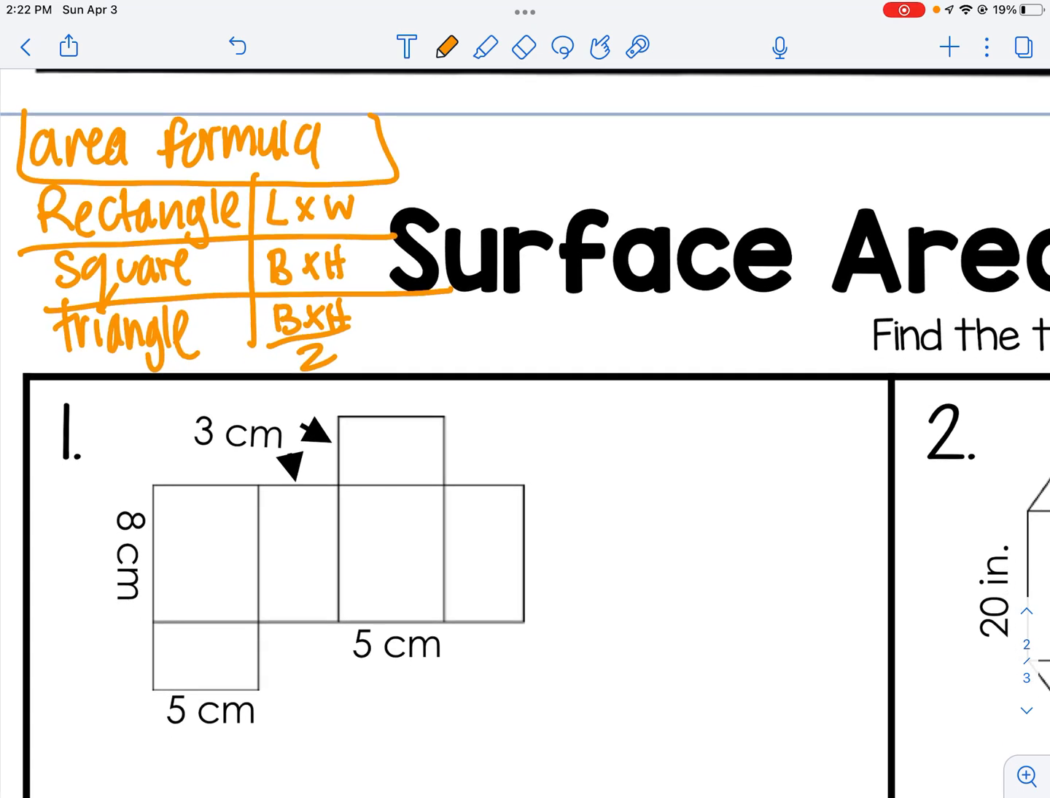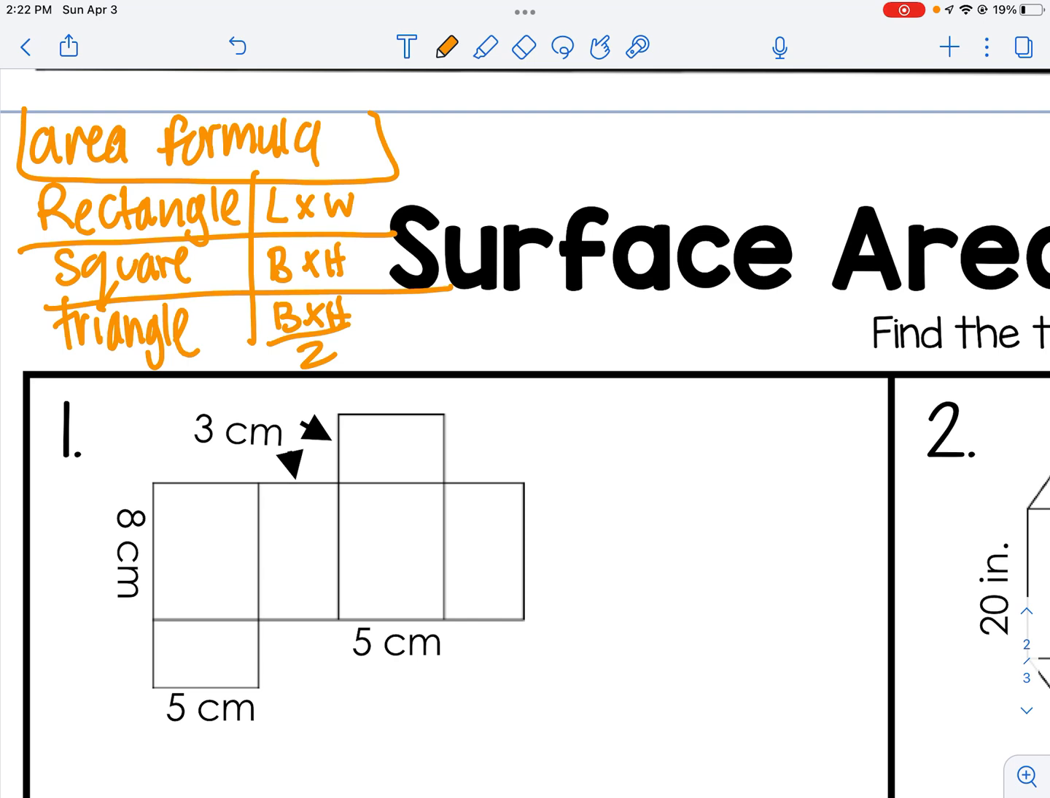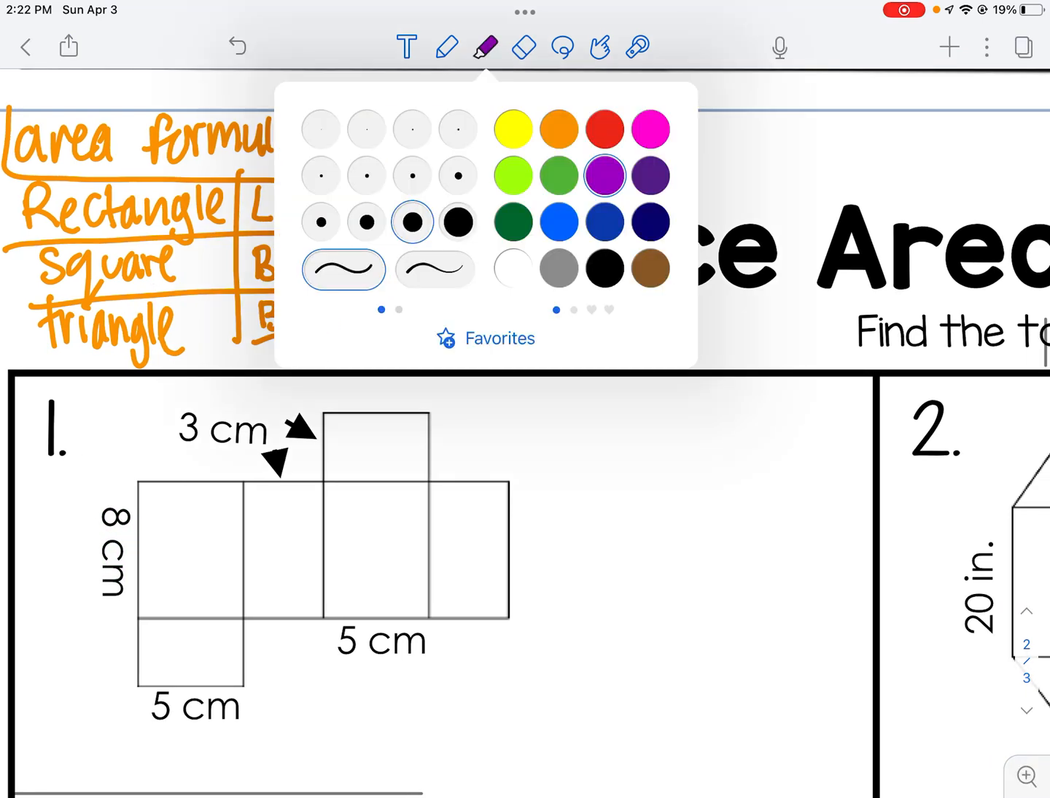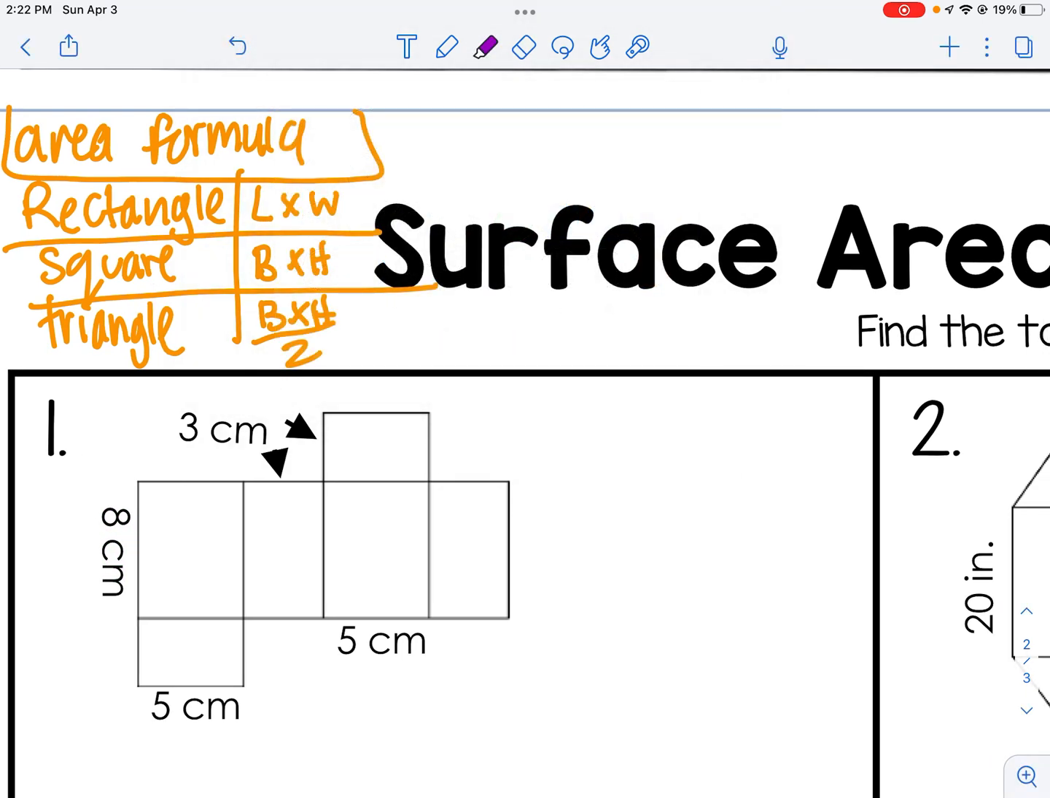Okay, so let's look at number 1. As you can see, they do not give you the labels of all of the sides in the shape, and we need to know the labels of all of the sides of the shape in order to be able to solve and find the surface area. So first thing I'm going to do is go through and label all of the sides. So I know that if this side is an 8 right here, that means this side is also going to be an 8 because they are the same length. So I'm going to label it an 8.